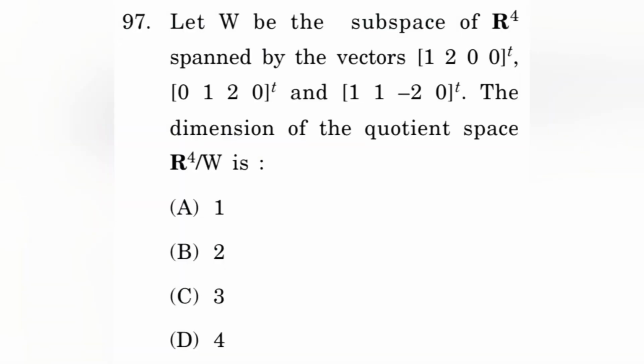This question is also from the SET examination. So the question is: let W be the subspace of R4 spanned by the vectors. The first vector is (1 2 0 0) transpose, the second vector is (0 1 2 0) transpose, and the third vector is (1 1 -2 0) transpose. The dimension of the quotient space R4 divided by W is what? Option 1 is 1, option 2 is 2, option 3 is 3, and option 4 is 4.